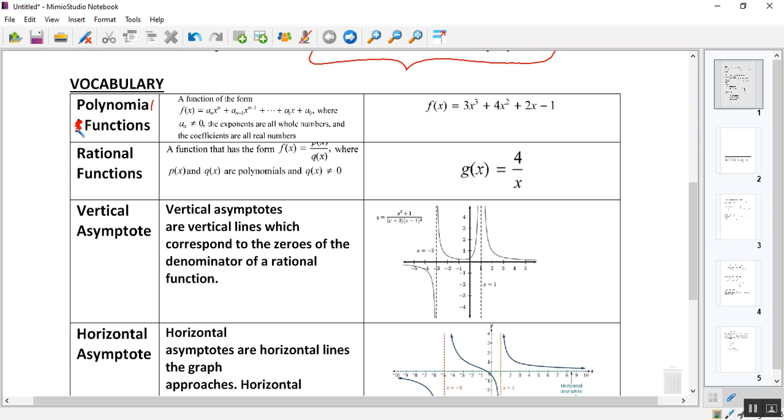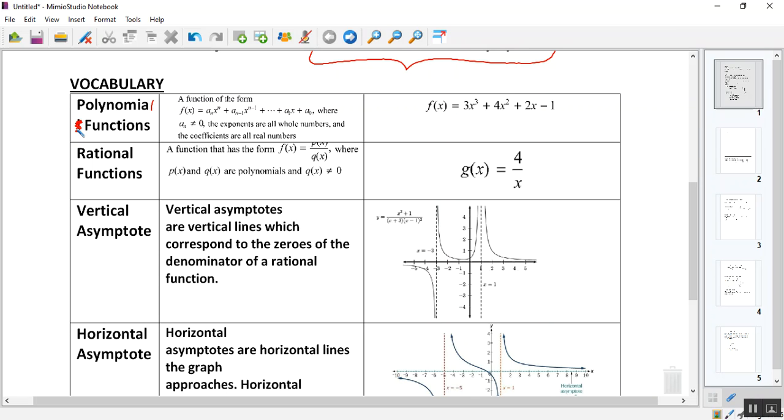All right, hey, polynomial functions. You've seen this form right here. It says a function takes on the form a sub n, x to the n, plus a sub n minus 1, x to the n minus 1, and so on, all the way down to a sub 0, where a sub 0 would be a constant. A sub n cannot be 0. The exponents are all whole numbers, and the coefficients are real numbers. That's a big, big definition for polynomial functions.